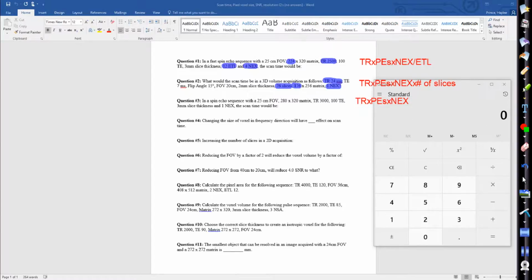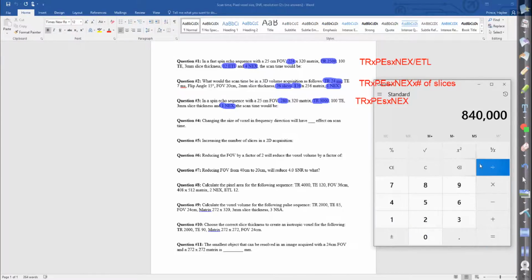Okay, so let's highlight the parameters we need. So TR is 3,000. Our phase encoding is going to be the 280. It's a smaller number. And our NEX is, once again, 1. Okay? So let's do that calculation. So we have 3,000 times 280 times 1. Okay, we get 840,000. So then divide that by 1,000.